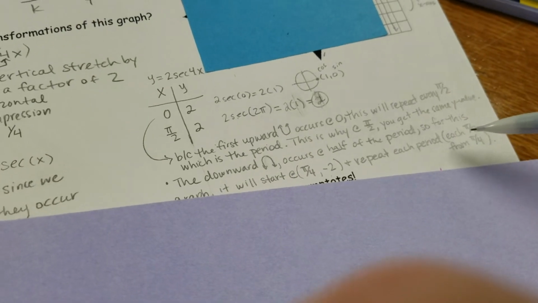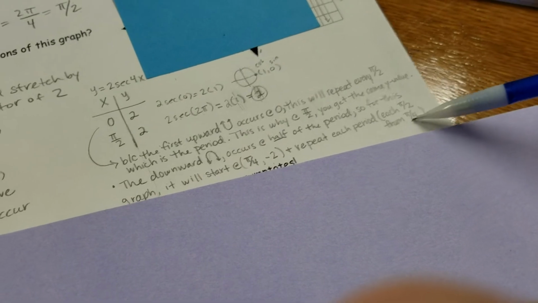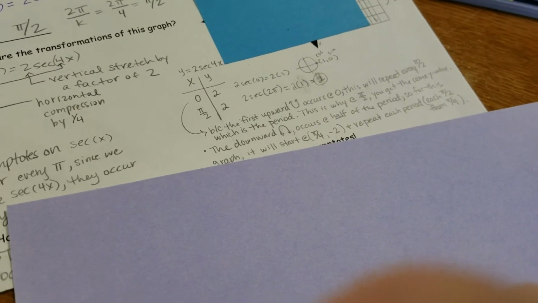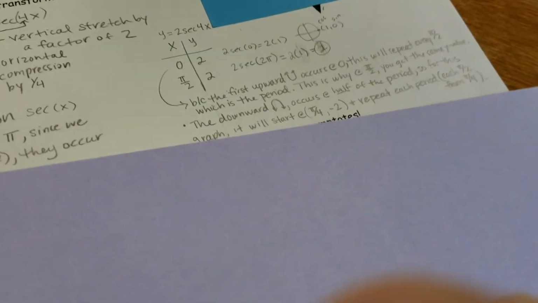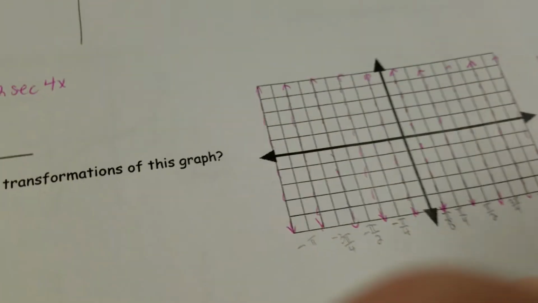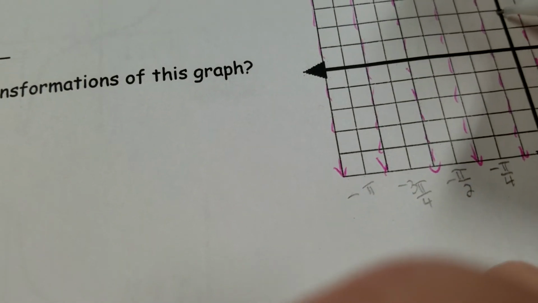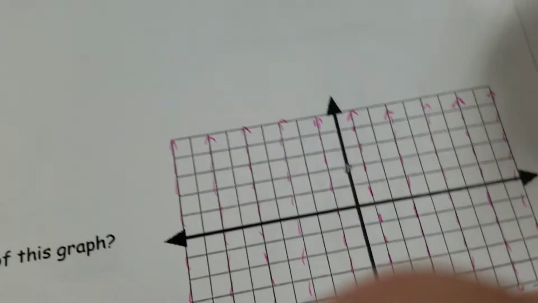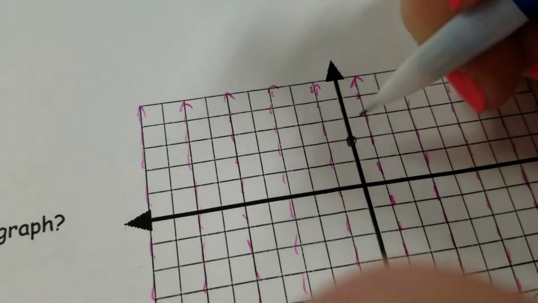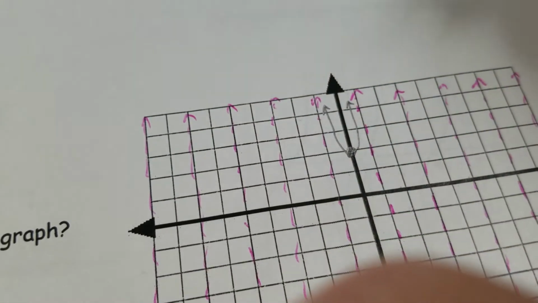And then this is going to repeat each period. So if you go pi over 2 from the pi over 4, that's where you're going to get your downward parabolas. Okay, so to recap, at 0, we plugged in our value and we saw that we got 2. So I'm going to plot my point at 0, 2. Then from there, I know this is my parabola. It can't cross my asymptotes.